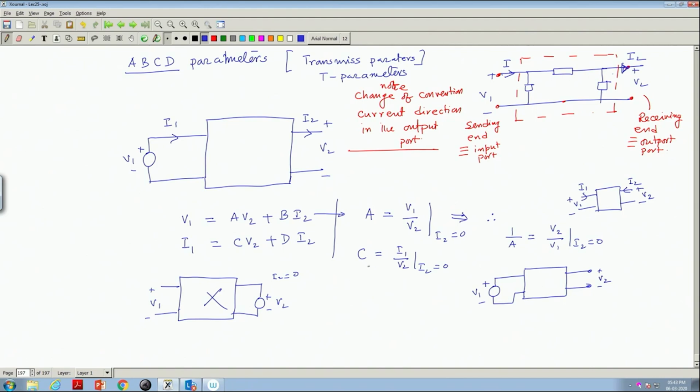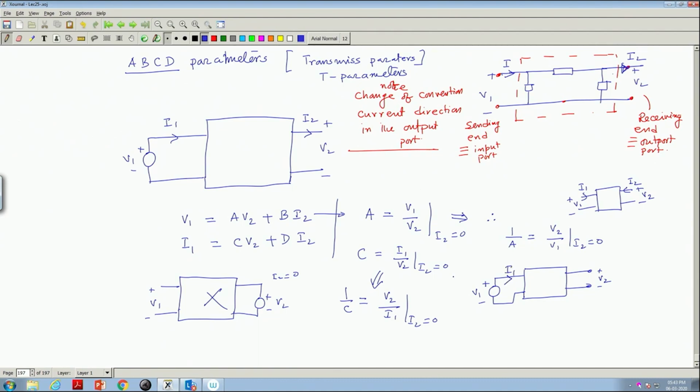Similarly, you see the C. Instead of C, 1 by C is nothing but V2 by I1 with I2 equal to 0. So, from the same experiment I will be able to calculate 1 over C, that is V2 divided by I1, so also record this current I1.